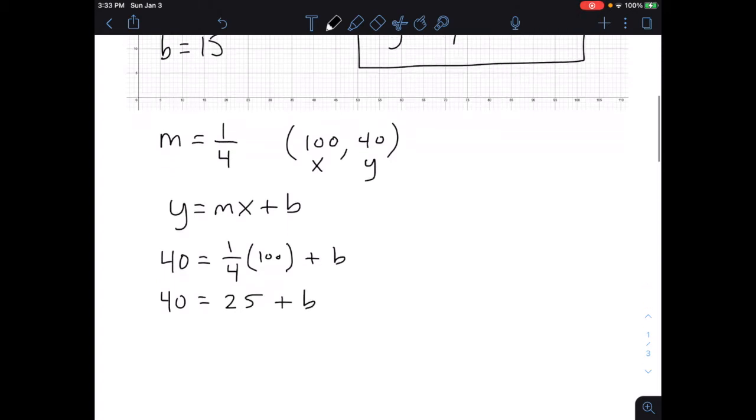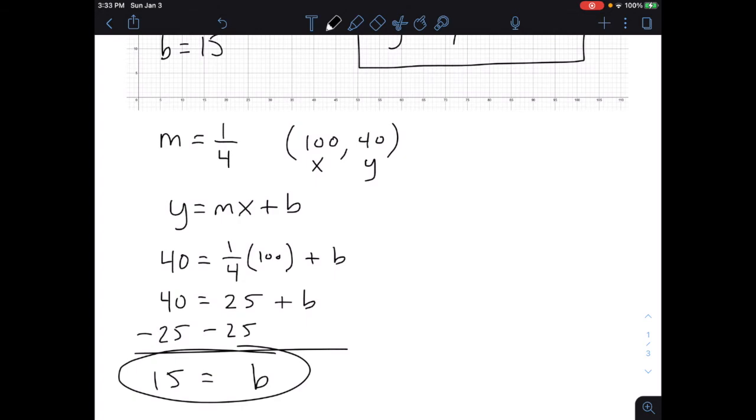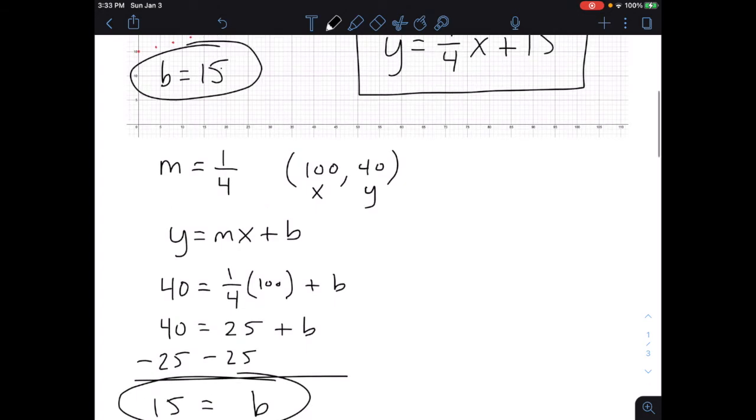Okay, and then I'm going to subtract 25 from both sides. So I end up with a b on the right-hand side and 15 on the left-hand side. And so look at that, this b is the same as this b right up here. So we got to the same point.